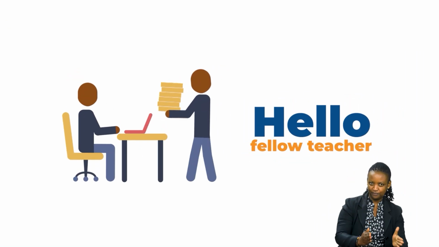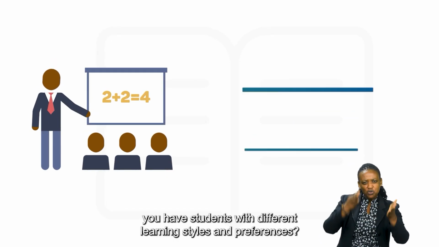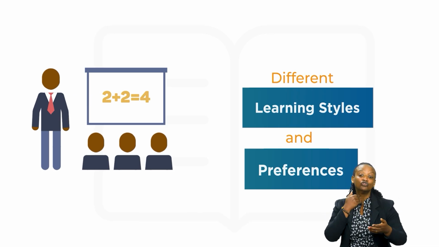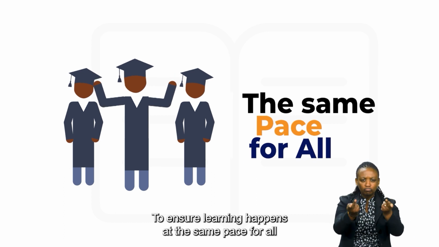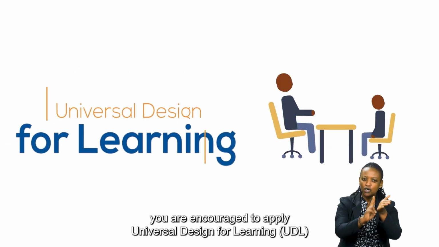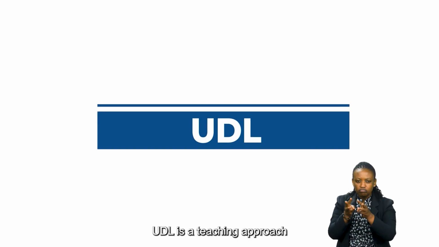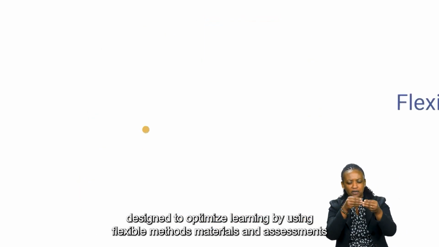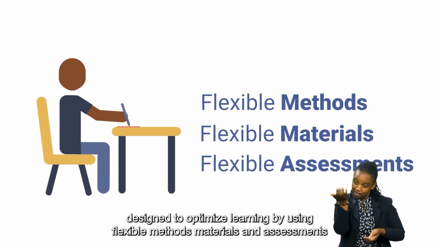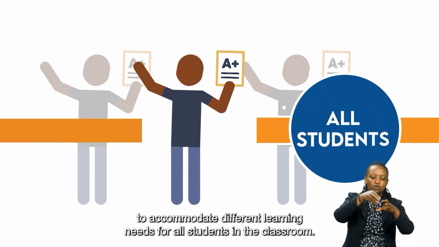So, fellow teacher, did you know that in your classroom, you have students with different learning styles and preferences? To ensure learning happens at the same pace for all, you are encouraged to apply Universal Design for Learning, UDL. UDL is a teaching approach designed to optimize learning by using flexible methods, materials, and assessments to accommodate different learning needs for all students in the classroom.